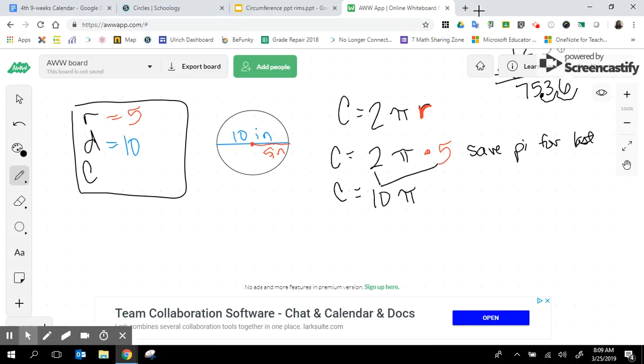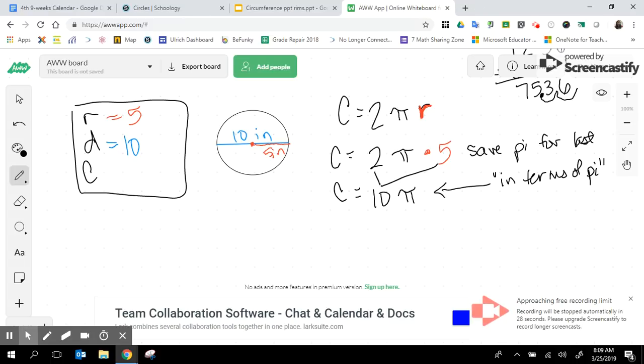Bring down your pi. This answer right here is actually, they call it in terms of pi. So sometimes they'll say, what's the circumference in terms of pi? And what that really means is you don't have to multiply this. You can just stop there. So remember, we're going to do our little thought bubble. C equals 10 times 3. So C equals, I can do that one in my head, 30.